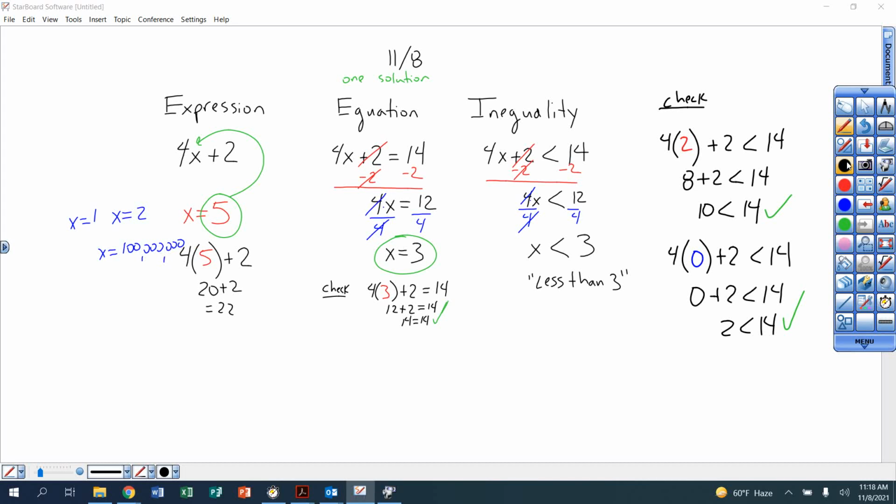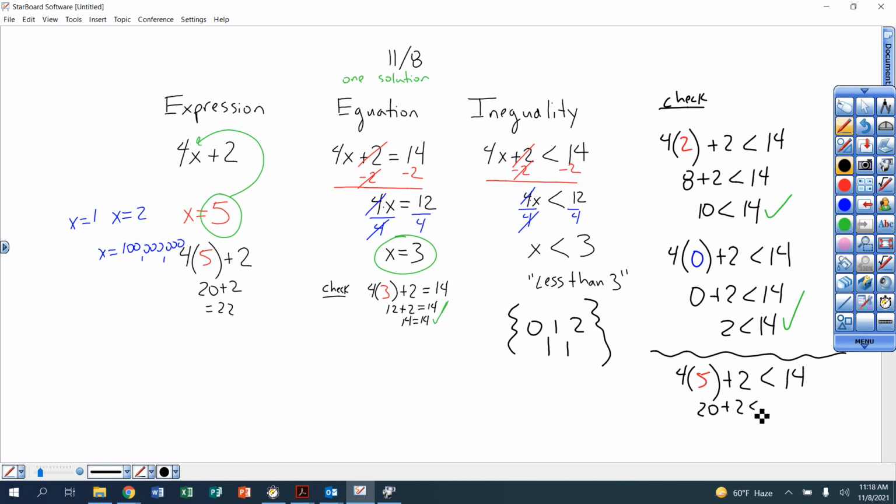And for example, on this one, we're going to write maybe 3 numbers, 0, 1, 2. Those are all good numbers because they are less than 3. What happens when you do a bad check and plug a number more than 3? How about I plug in 5? If I was to plug in 5, it's going to give me a false statement, a number not less than 14. This gives me 20 plus 2. That's 22. That is not less than 14.